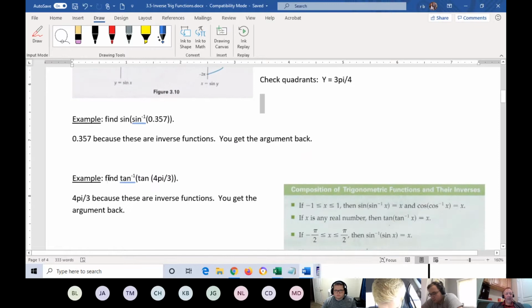All right. To find the inverse tangent of the tangent of 4 pi thirds, once again, you're just going to get the argument back. So that's just going to be 4 pi thirds. Because these two are inverse functions, you just get what's inside back.